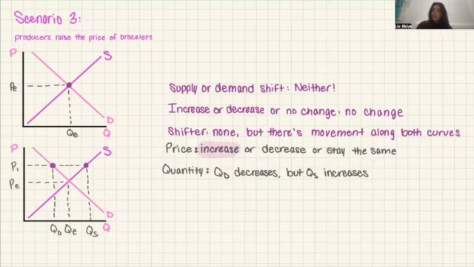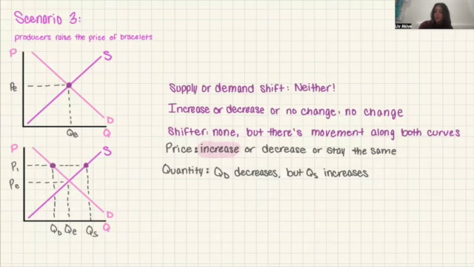Scenario 3 is when the producers or the sellers at the flea market increase the price of the bracelets because they were just selling too many of them at a low cost, so it wasn't worth it for them anymore. So the first graph represents the market equilibrium, as you can see by the points labeled PE and QE. However, with an increase in price, there's movement along both curves. Since there's movement along both curves, there's no shift. Nothing is changing or increasing or decreasing in terms of supply or demand. The points are just moving away from equilibrium.